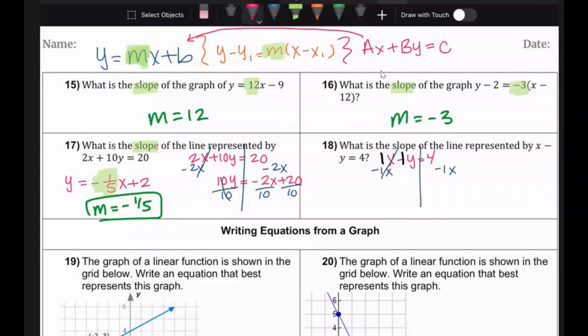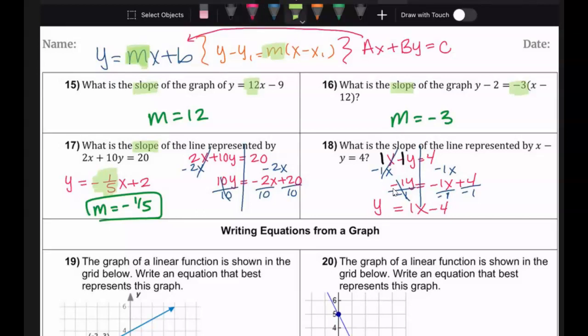I'm left with a negative 1y equals the negative 1x plus 4. Still cannot combine, so I'll just write my x first, the negative 1x, and it's a positive 4, so I put plus 4. And since I had a minus y, I had to bring down that minus 1 to make it negative 1y. Divide by negative 1, by everything, to give you y equals negative 1 divided by negative 1 is positive 1. 4 divided by negative 1 is negative 4.